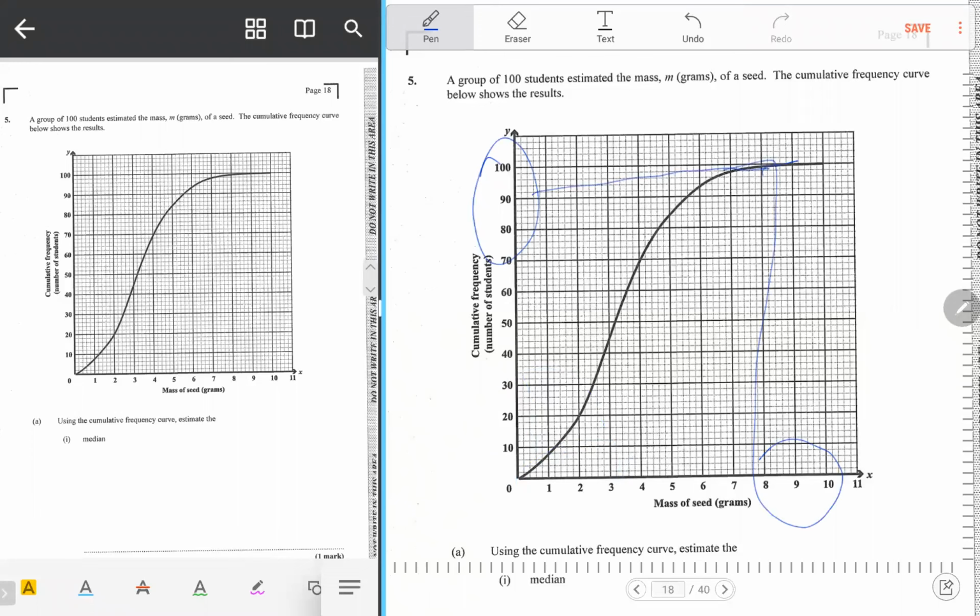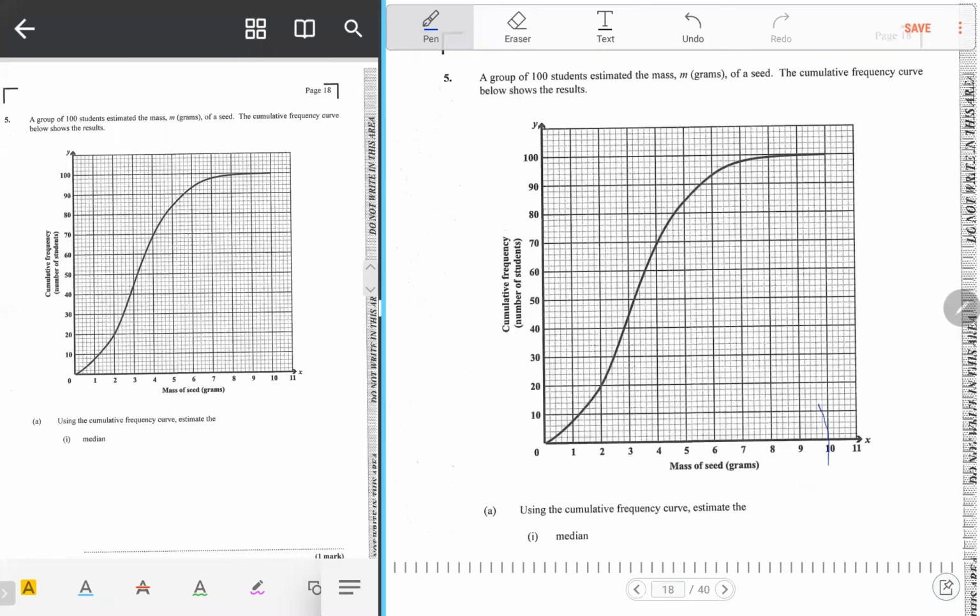The data is lined out from the ones who get the lowest mass to the ones who get the highest mass up the top. This graph shows how many students measured less than a certain mass, or weighed less than a certain mass. So know what the graph is showing.